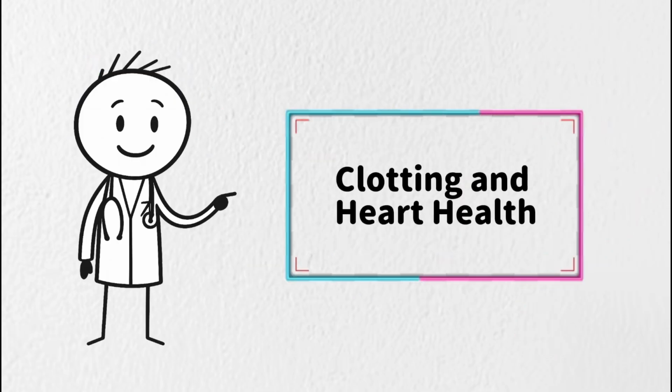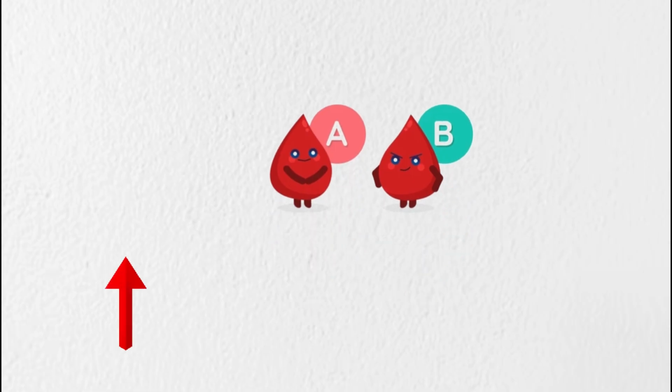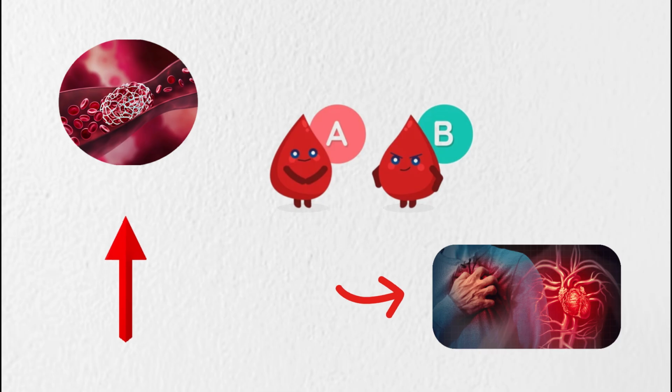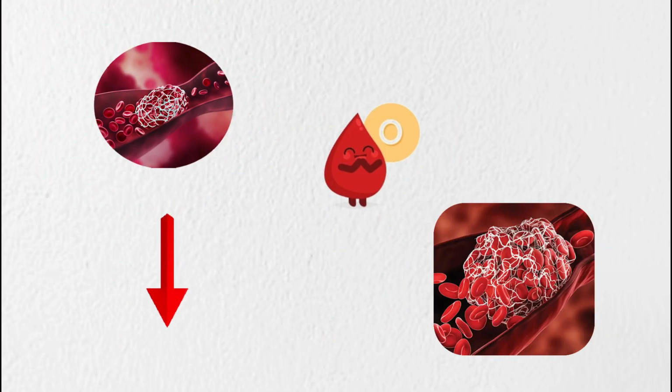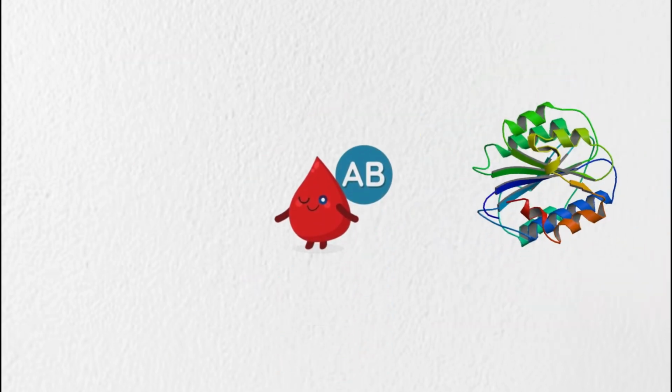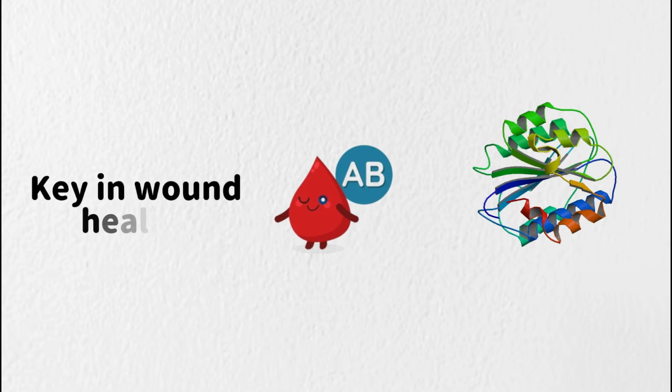Clotting and heart health. Types A and B usually show higher clotting factors. This slightly raises the risk of cardiovascular events. Type O averages lower clotting activity and fewer thrombotic complications. Type AB, meanwhile, often carries higher levels of a protein called von Willebrand factor, key in wound healing.